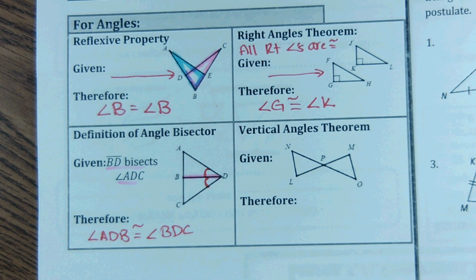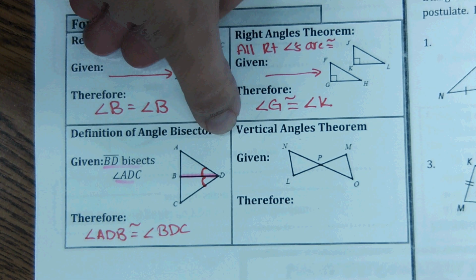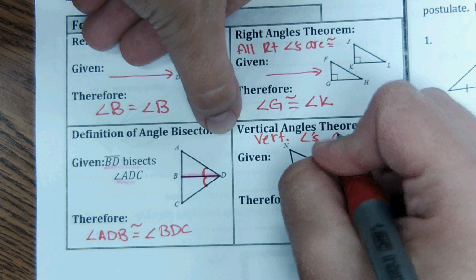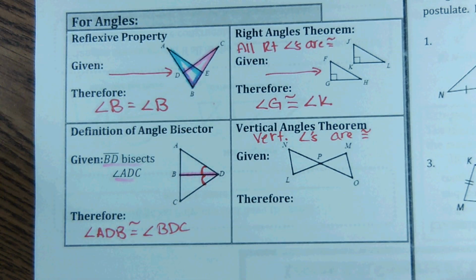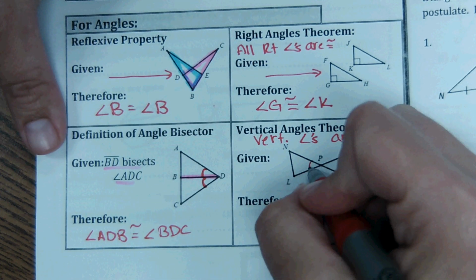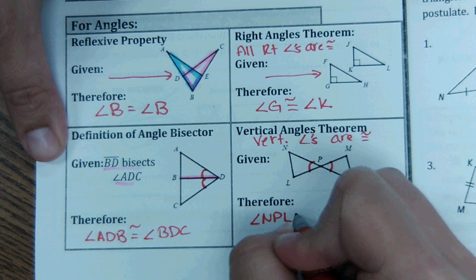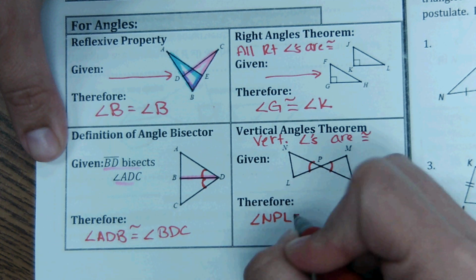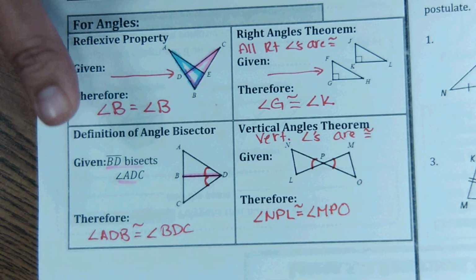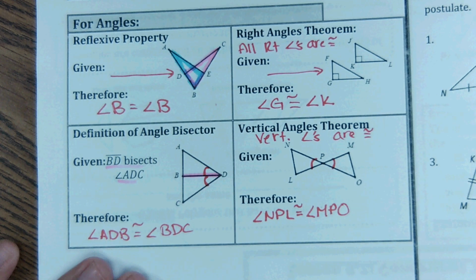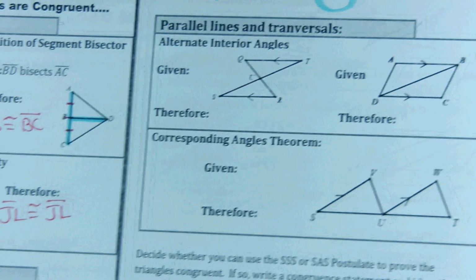And then vertical angle theorem. When I first introduced vertical angles, I said it comes up a lot. It's very popular. Vertical angles are congruent. So in this situation, your vertical angles are right here. This angle is equal to this one. So angle NPL is equal to or congruent to angle MPO. Okay, so pretty simple so far.